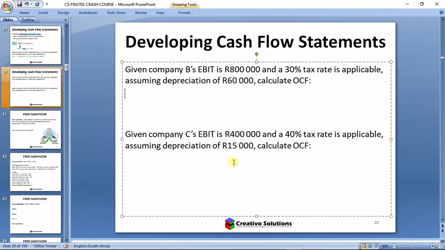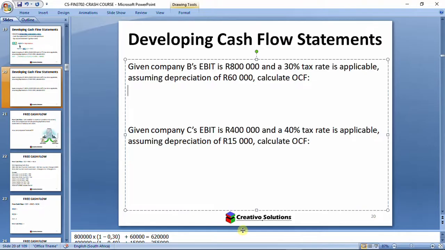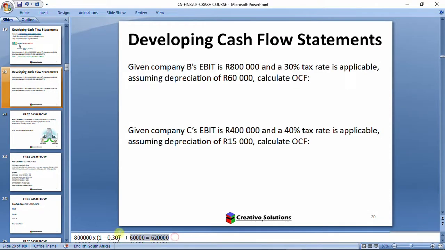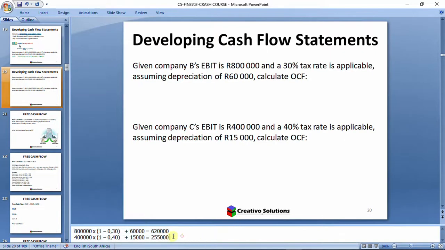Okay, for the first one, I have 620,000. Nice, that's correct. The working's there if you need it, but you got it, so that's perfect. 620 is correct. Next one. 255,000. Let's check that one as well. Yes, there's the correct answer. There's the working, there's the answer. Very good. Cash flow, important. Just remember, for OCF, you need to take out the effects of depreciation.